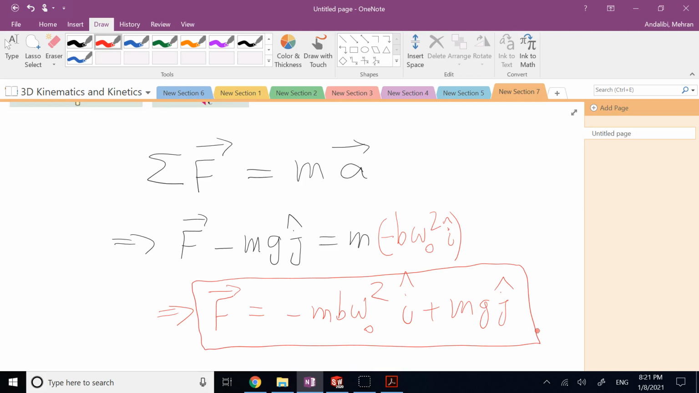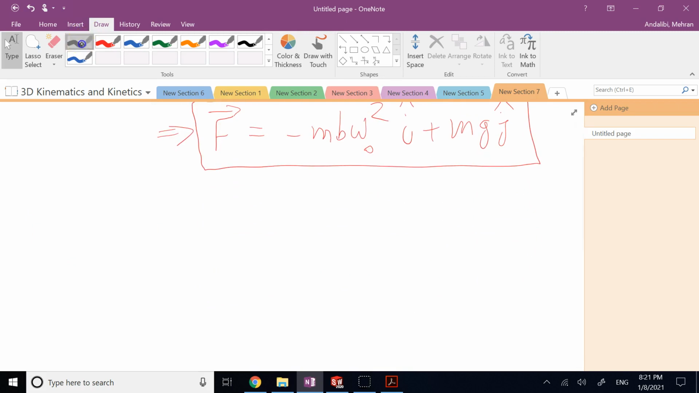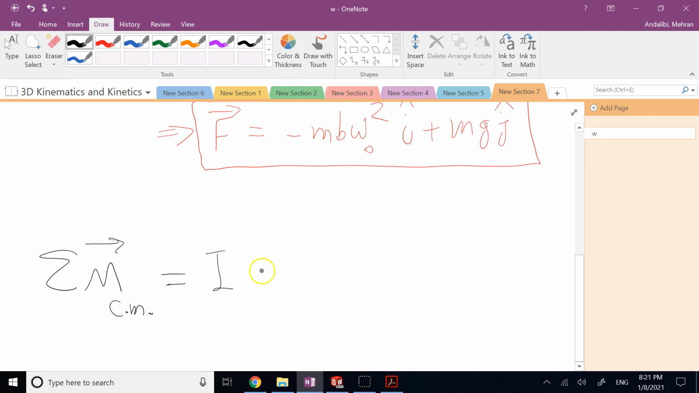But what about the moment? For the moment, we use the moment equation. We say the sum of the moments, about the centroid, is equal to the I matrix times the time derivative of the omega components of the object, plus capital omega cross I omega. This is what we learned. Now, what is the sum of the moments about the centroid? Let's go term by term and figure them out.